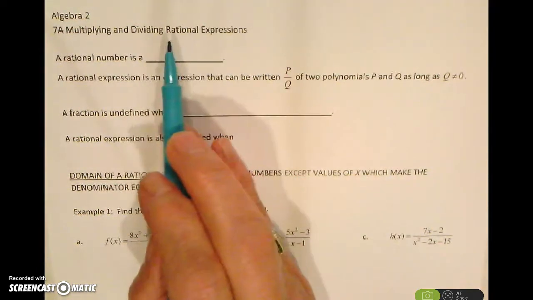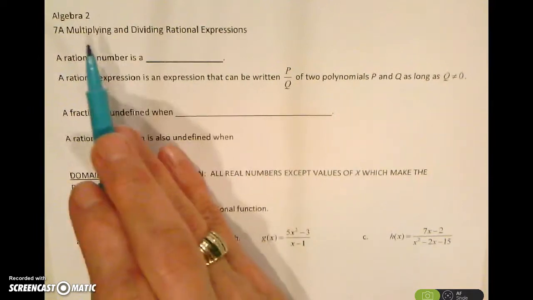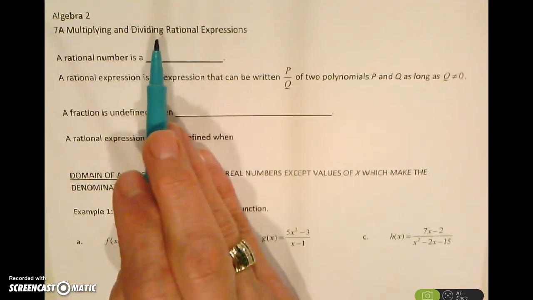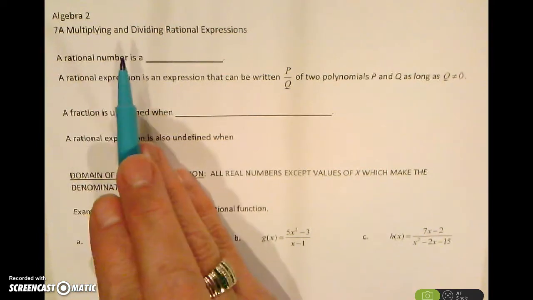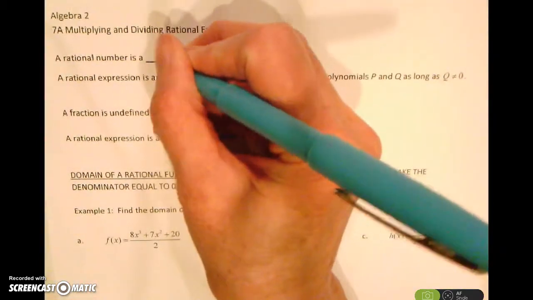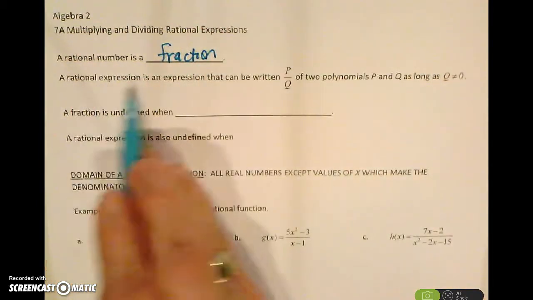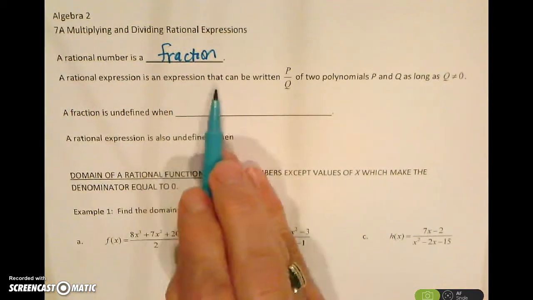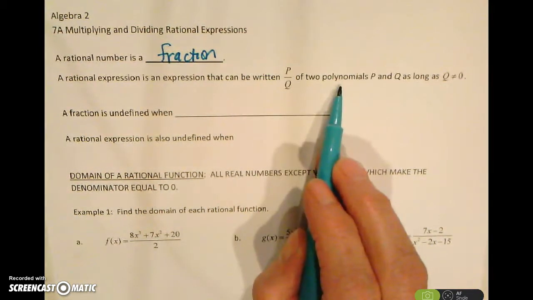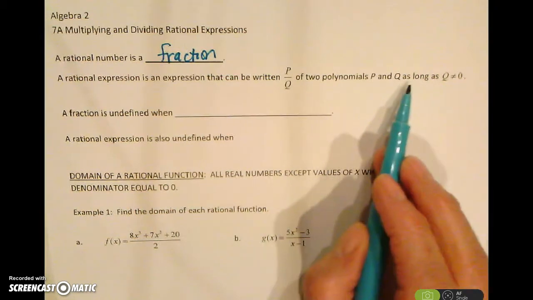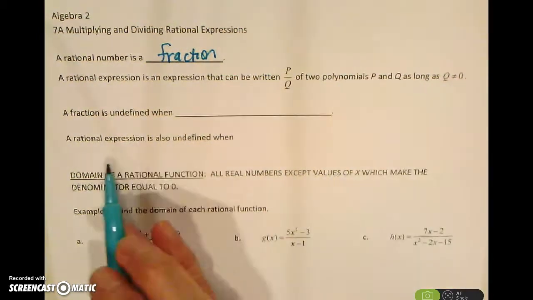In this unit, we're going to be talking about rational expressions, and in this section today, in particular, multiplying and dividing rational expressions. So, a rational number is a fraction. And a rational expression is an expression that can be written as a fraction, p over q, of two polynomials, p and q, as long as q does not equal 0.